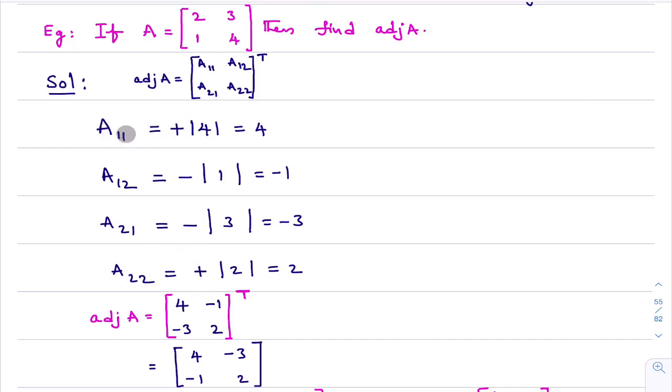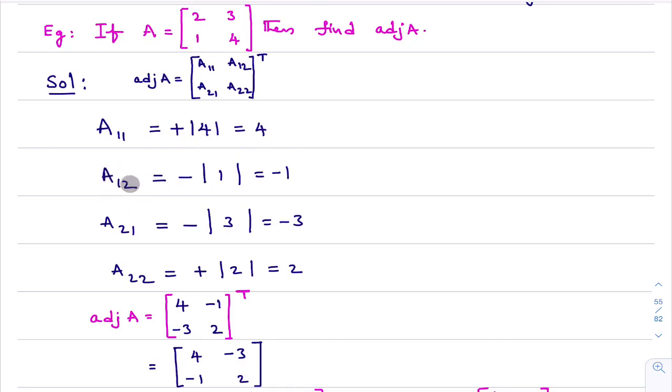What is the minor of this element? Minor of this element is the determinant obtained by deleting first row, first column. You see, this is the example. Delete first row, first column. Determinant of 4. Determinant of 1 by 1 matrix is what? The same element. So, plus 4.